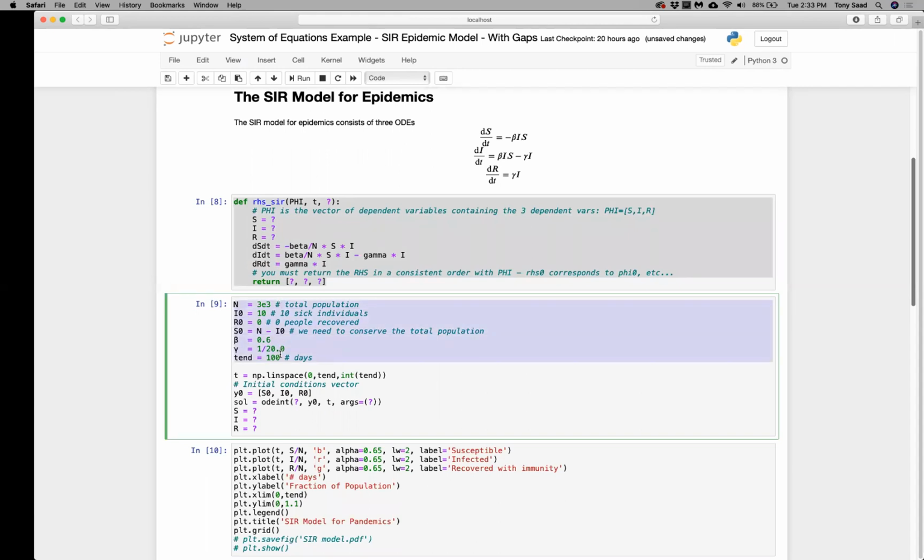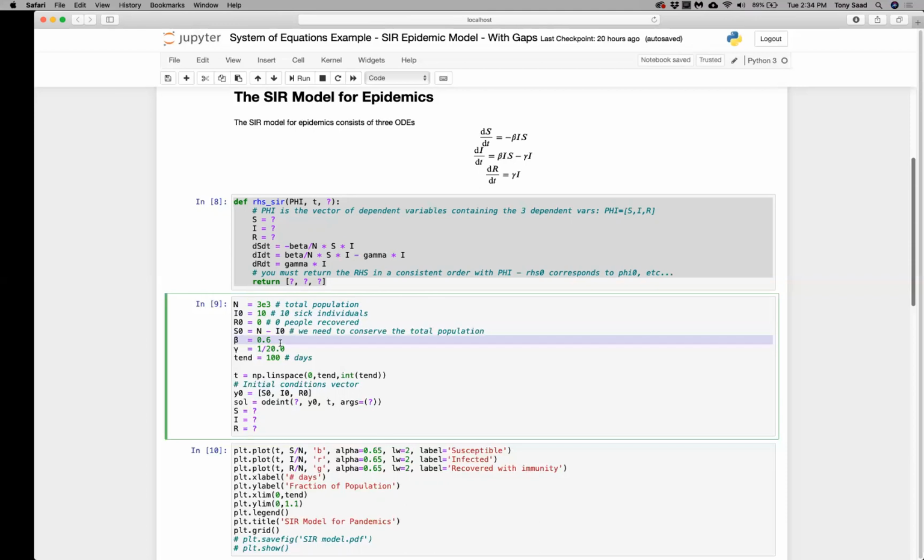What I have over here is just some initial conditions that we're gonna play around with. I chose a population of 3,000 people. Initially, I have 10 sick individuals and 0 people have recovered. And that puts the susceptible population as the total population minus the infected. Remember, this is a closed system, so the population is fixed. The sum of S, I, and R needs to be equal to N. That's how I define the initial condition for S.